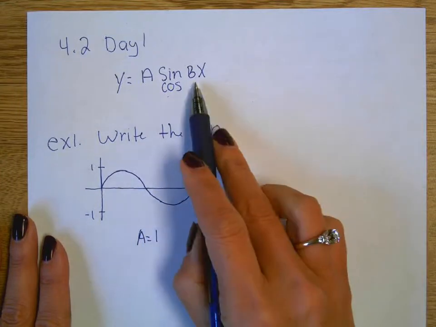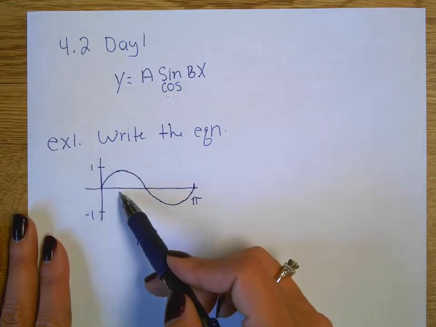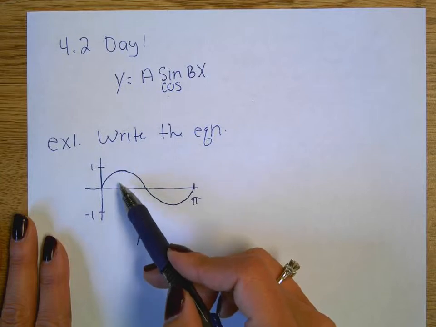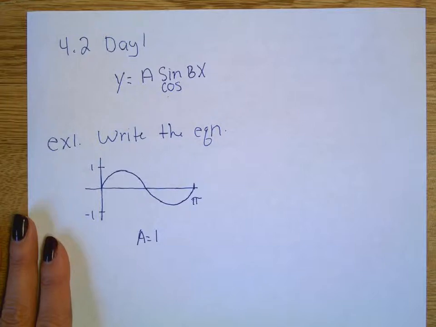Now we've got to figure out the B. Wait, I thought you were going to put A. I didn't put amplitude. I said A. So the A, the distance is a 1. I'm not saying amplitude. I'm saying what A is going to be when I write my equation. Okay. All right, I need to figure out the B.